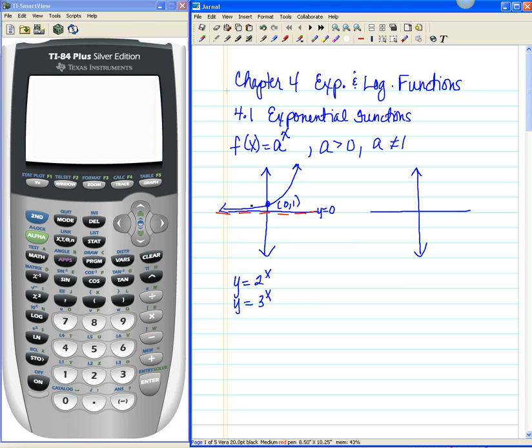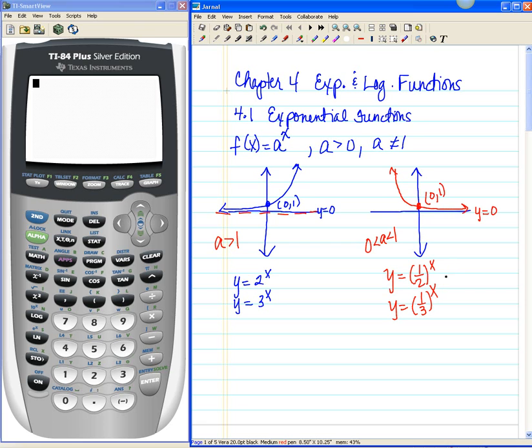Now, in this form, that's called exponential growth, and that's when a is greater than 1. When a is between 0 and 1, like for instance y is equal to (1/2) to the x, or y is equal to (1/3) to the x, the graph looks the same except that it's really a reflection across the y-axis, and it looks like this. It still has the same intercept of (0, 1), and it still has the same horizontal asymptote of y is equal to 0.